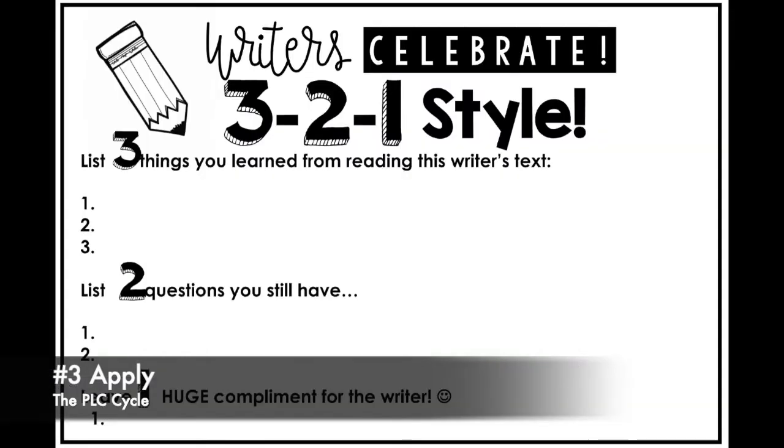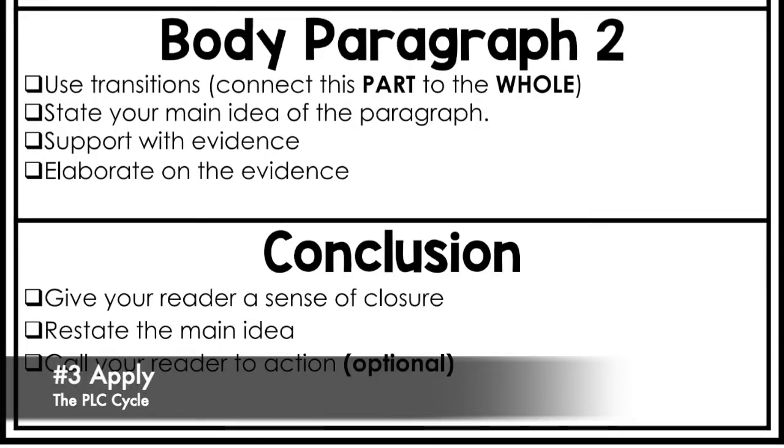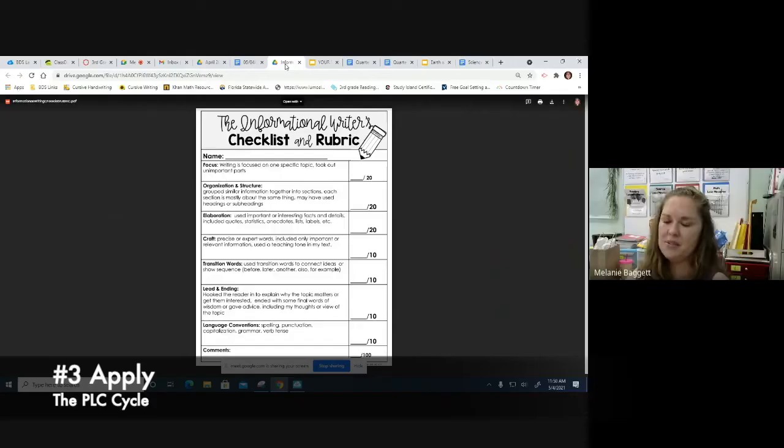I've included some checklists that you could use in the PLC agenda to help you with your student conferences. According to our rubric that we'll be using for grading their informational text, focus, organization and structure is 20 points. Elaboration is 20 points. Transition words are worth 10 points.